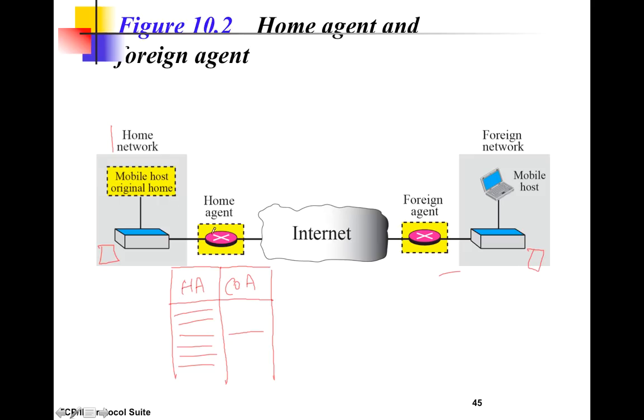So this is the concept of the home agent and the foreign agent. Okay? So the home agent is the agent responsible for assigning home addresses to its devices in the home network, whereas the foreign agent will assign care of addresses to the devices in the foreign network.